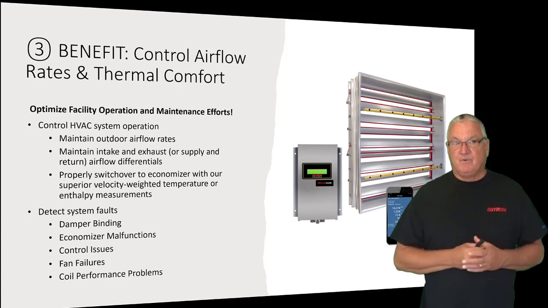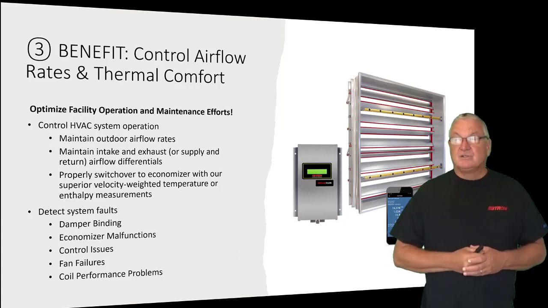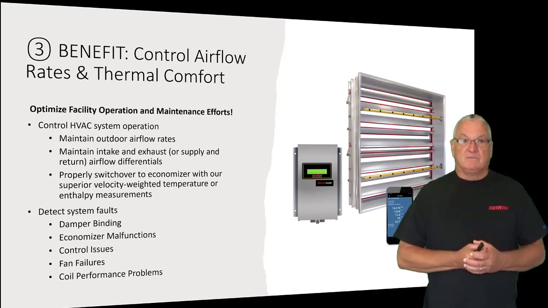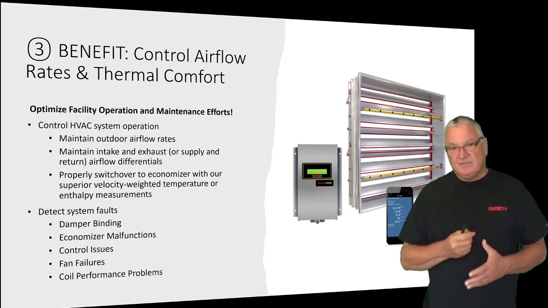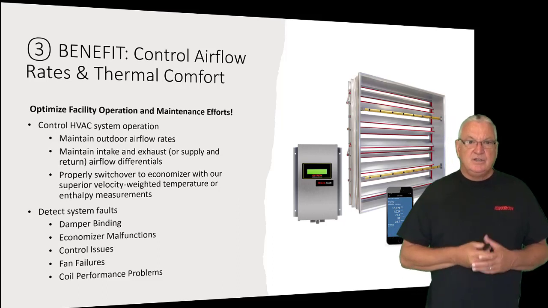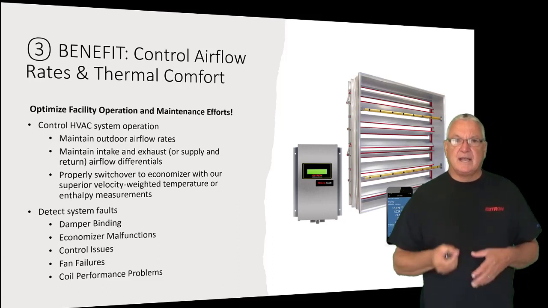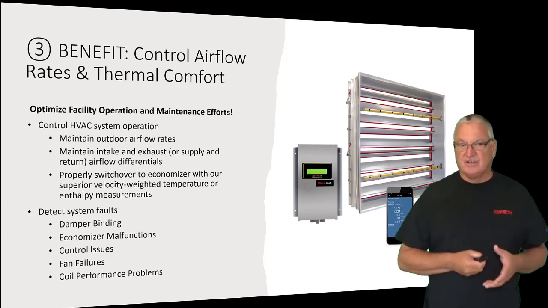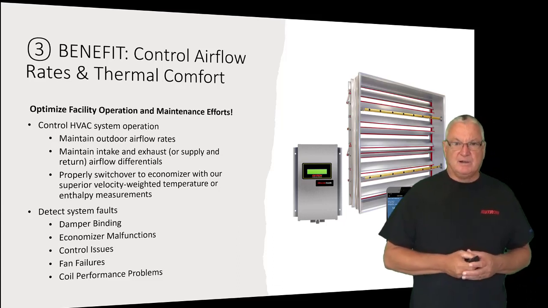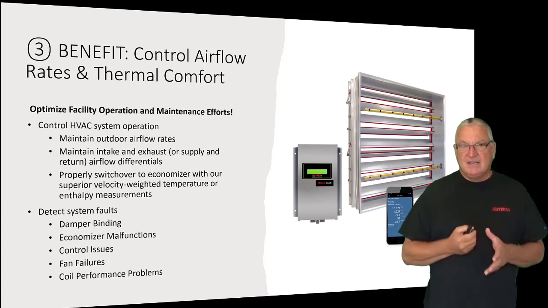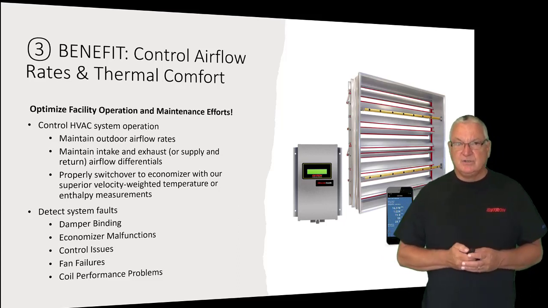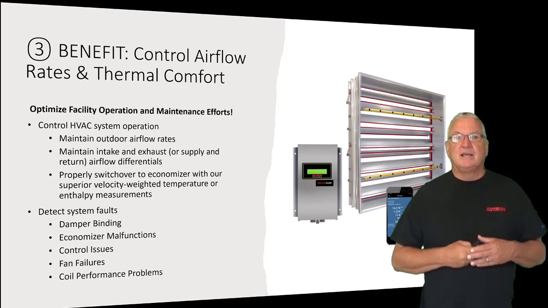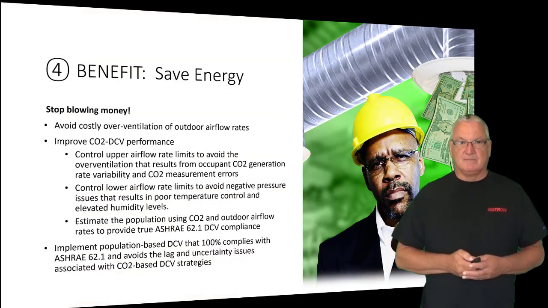And detect system faults. Not enough. There's a lot of systems out there that simply aren't performing, and the facilities folks just don't know it. And so when you have this instrumentation in place, you can detect system faults such as damper binding, economizer malfunctions, control issues, fan failures, even coil performance problems, okay? And we want to get into that with you and show you ways to use our devices to really improve the operation of your system.